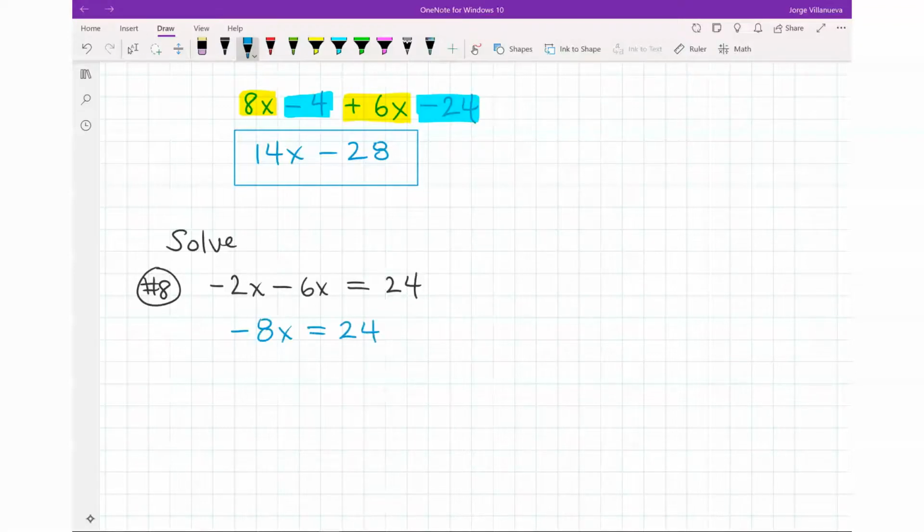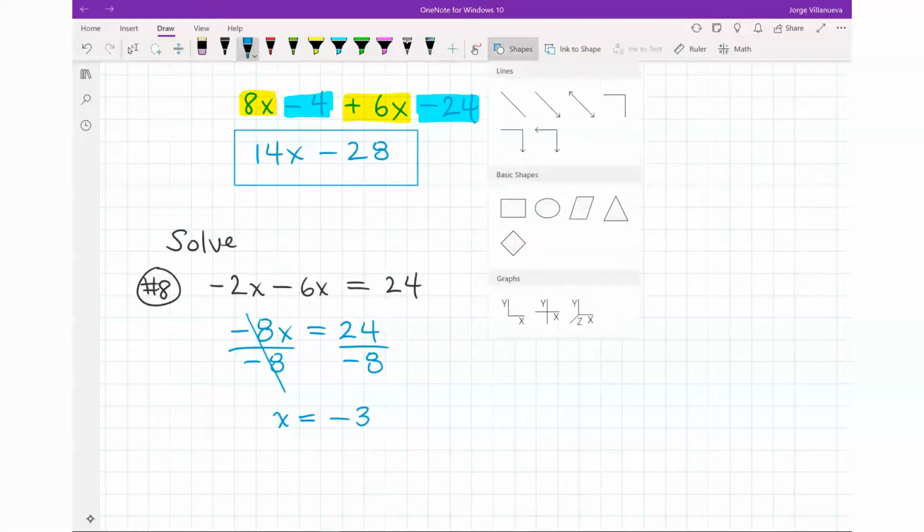Usually, I think I told you guys yesterday, your last step is usually, not always, but usually a division, right? So we're going to divide both sides by negative 8. The negative 8s are going to cancel right here. So x is equal to negative 3. Okay, so we're done with that one.